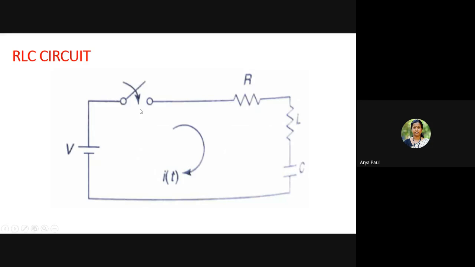So this is basically an RLC circuit. You have a resistor, inductor and a capacitor in series, and a voltage V is applied across it. Here you have a switch. Here we need to analyze the current transient of this RLC circuit.